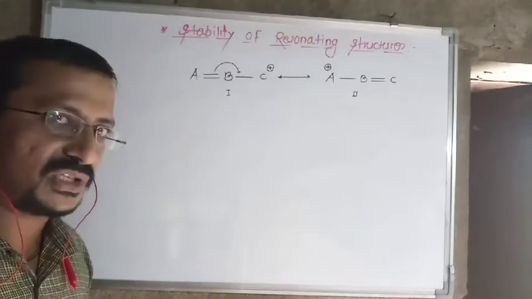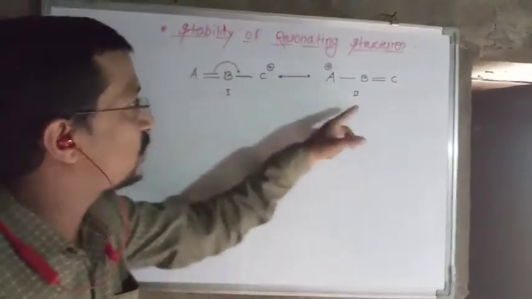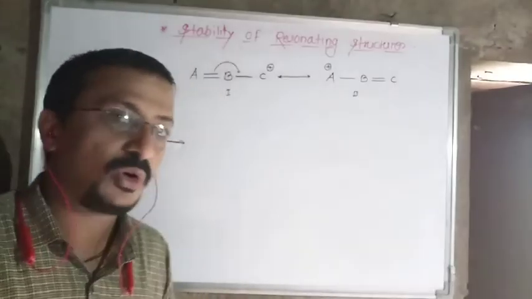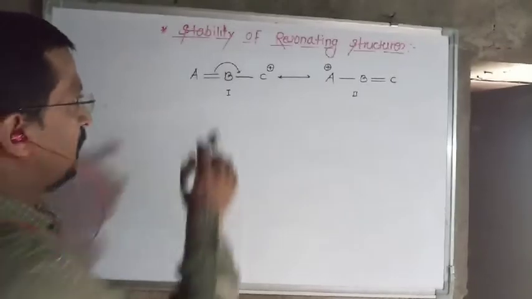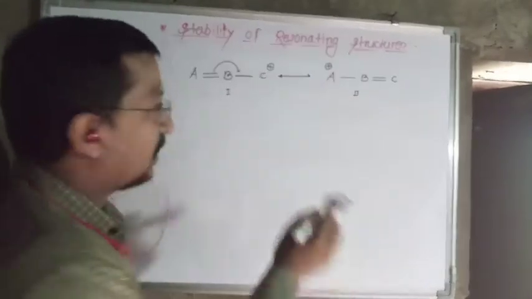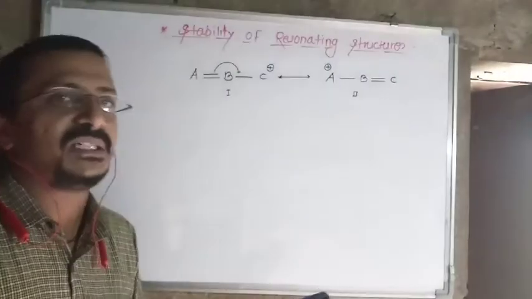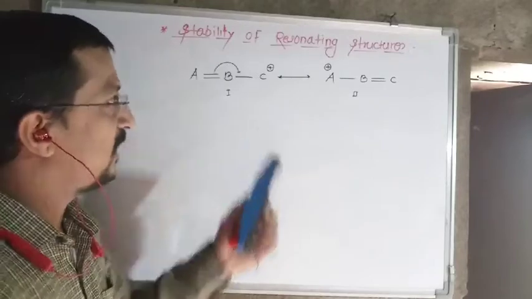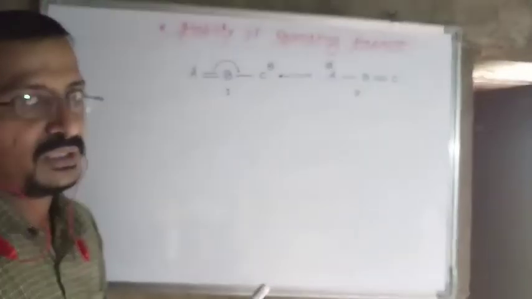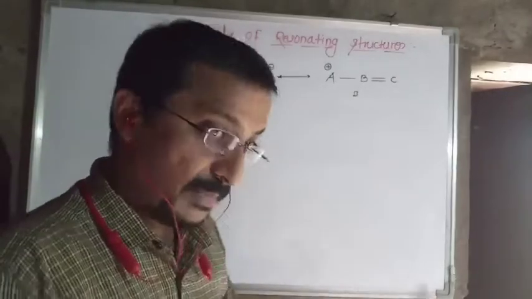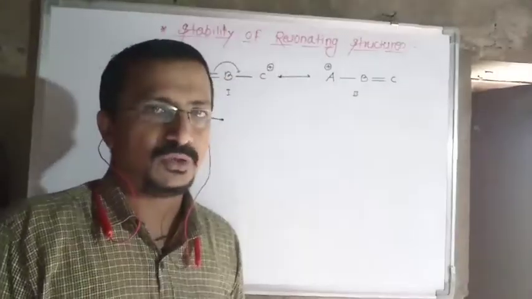But their contribution to the real structure differs. Out of these two, which one is more stable? That decides the greater contribution, more share, to the real structure. Here the C atom is positive, there the A atom is positive, and these two atoms are different. So that's why we have to consider the stability of the resonance structures. For that purpose, we have to consider some points that help to decide the stability, and after stability, the final product of that particular reaction.